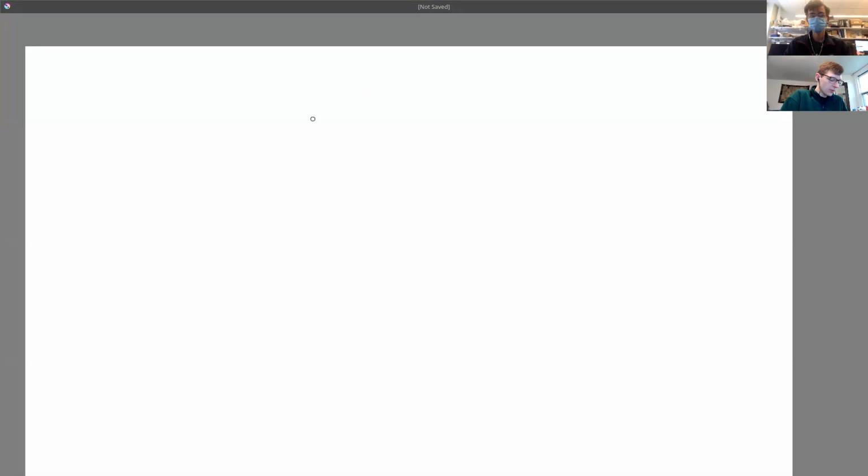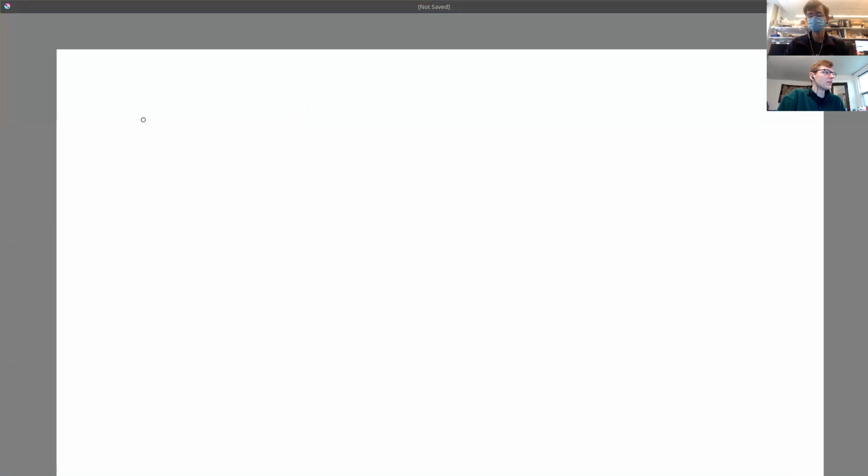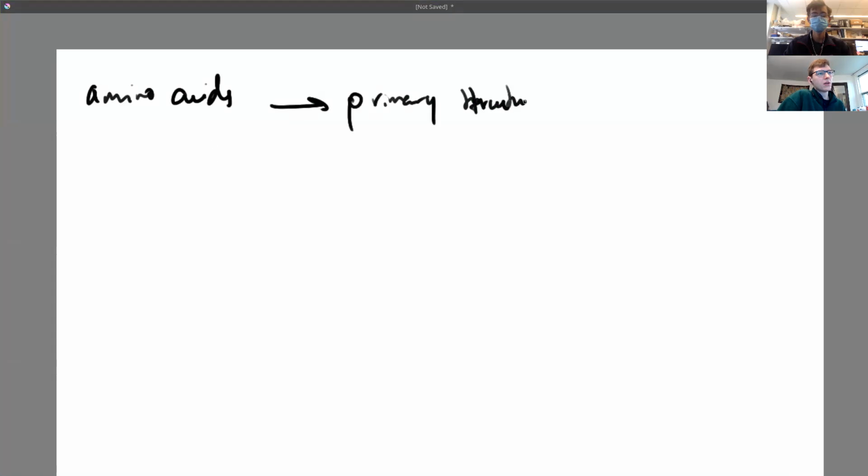Yeah, so this section is all about proteins, and the way this chapter is segmented is that it starts by going roughly in order. You start with amino acids, right? And then from those you build up and you get a primary structure. Okay, and this is the main focus of the chapter, right?